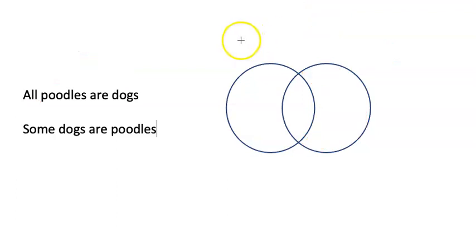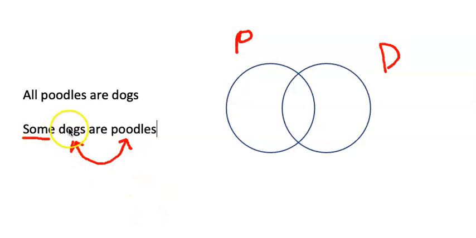However, when we have a some statement, and we have D's and P's here, if I say to you there's some dog that's a poodle, there's no problem. I'm also saying there's some poodle that's a dog. So I'm saying it exists. So it works in reverse on a some statement.